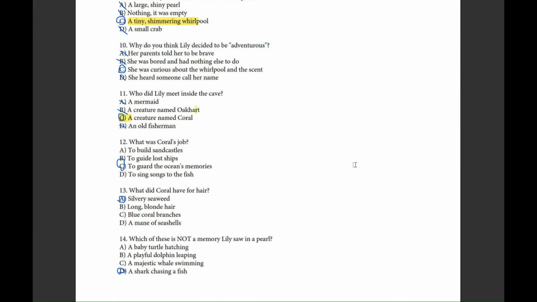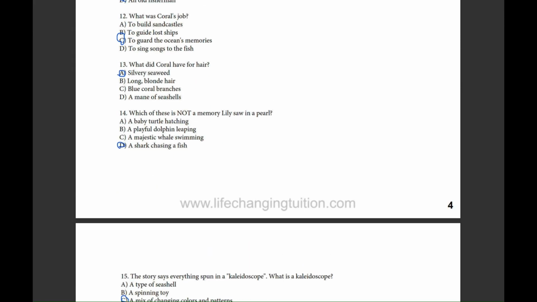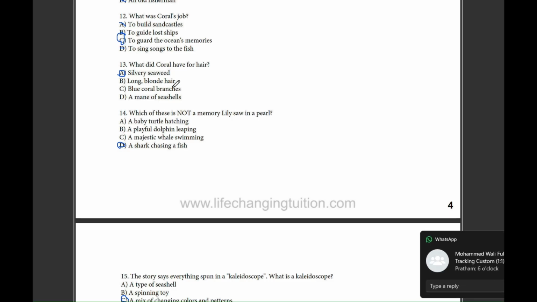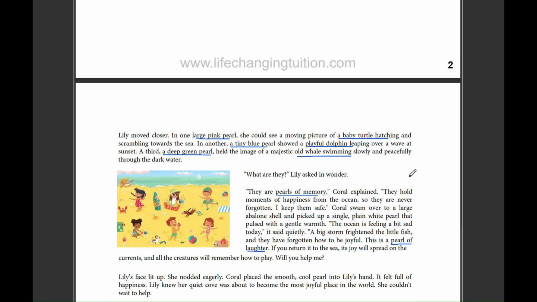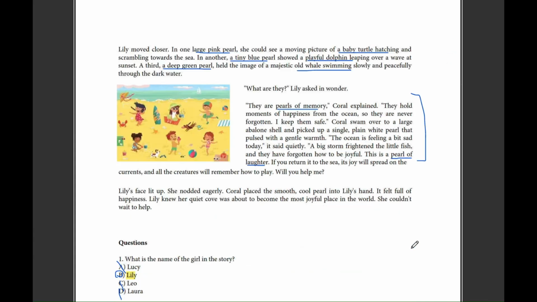Question 12. What was Coral's job? Choices. A. To build sandcastles. B. To guide lost ships. C. To guard the ocean's memories. D. To sing songs to the fish. Why not? A, B, D don't match Coral's role. Answer. C. To guard the ocean's memories. Explanation. Coral keeps the memory pearls safe.